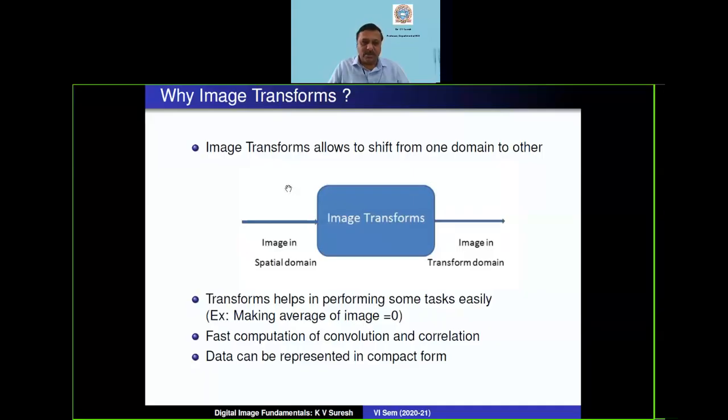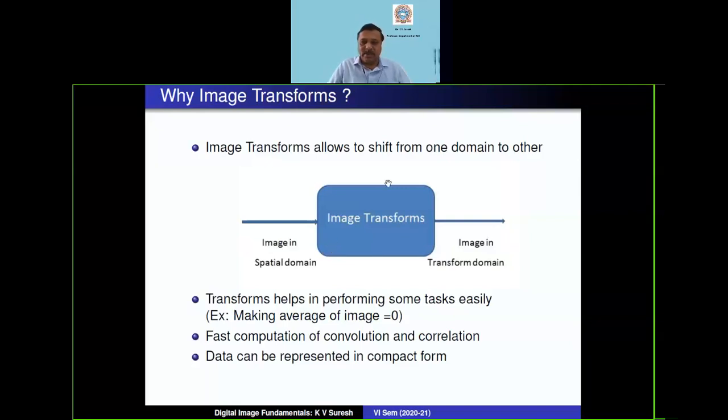So what is special about image transforms? Image transforms also does the same thing. It allows to shift the image in the spatial domain to the image in the transform domain. In fact, this transform domain depends on what type of image transform I am going to use. If you use Fourier transform here, this domain will be frequency domain. I think this you have studied in your DSP course also. A signal in time domain is represented in frequency domain by using Fourier transform.